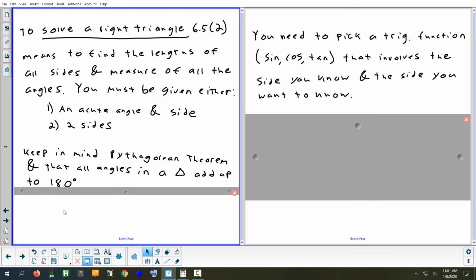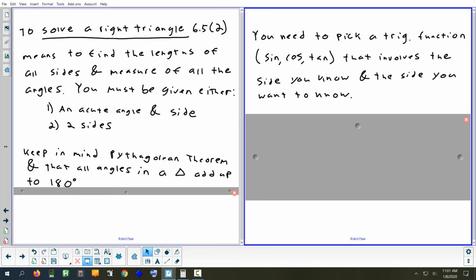And how you figure out which trig function you're going to use is you look at the information that you're given in the problem, and you look at the information you're trying to find. For example, let's say they gave you opposite, and you want to know adjacent. You'd ask yourself, okay, what trig function has opposite and adjacent? Sine, cosine, tangent.